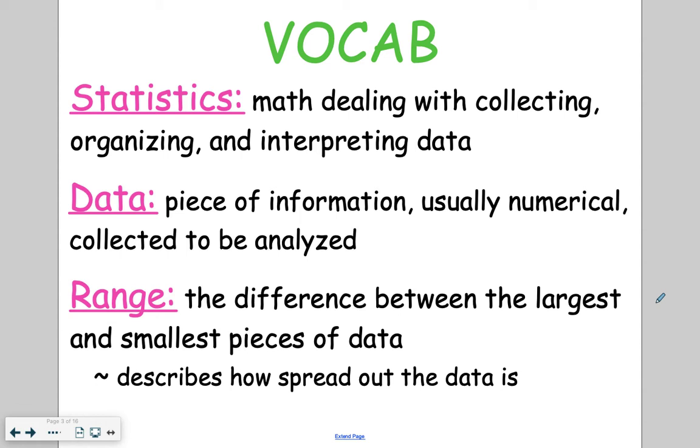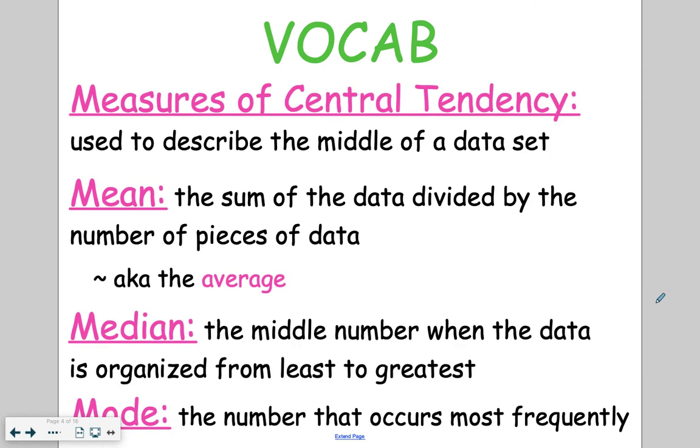Statistics is the branch of math that deals with collecting, organizing, and interpreting data. Data is just a singular piece of information. For our purposes, it's usually going to be some sort of numerical piece of information that's going to be collected and analyzed. The range is going to be the difference between the largest and the smallest piece of data. So you take the maximum, you subtract away the minimum, and that tells you how far spread out the data is. Then we have our three other vocab words, which are mean, median, and mode.